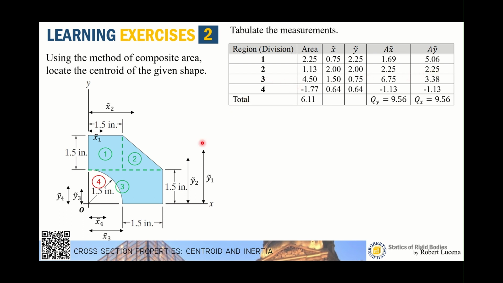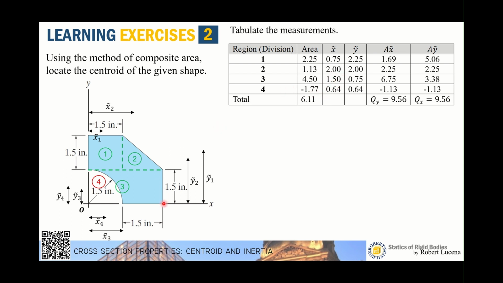Now region 3 is much easier. This is a rectangle. The area is 1.5 by 3, so that is 4.5. The location of the centroid measured from the y-axis, or x curl, is equal to 1.5. So this is 3, the centroid falls on the mid-width. So if this is 3, this is definitely 1.5.